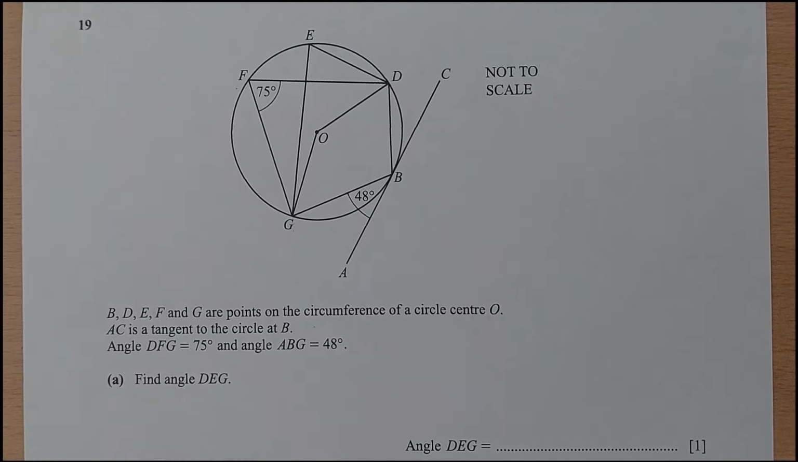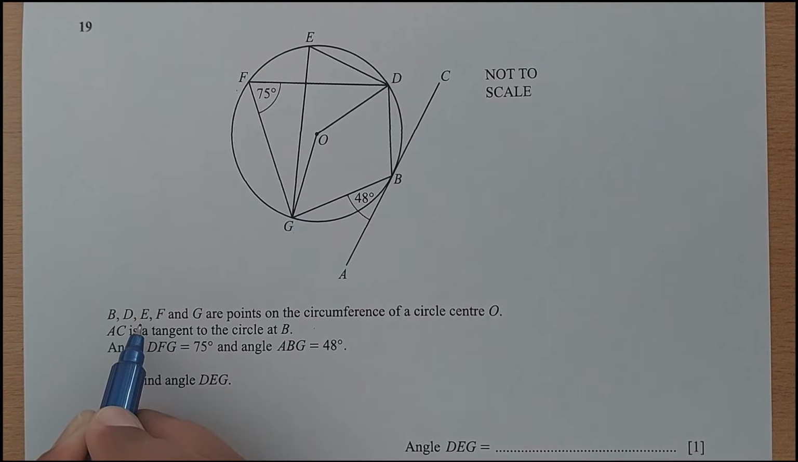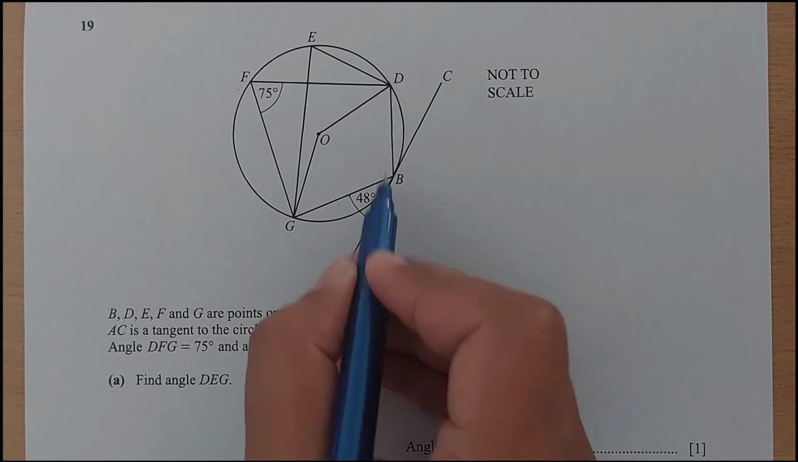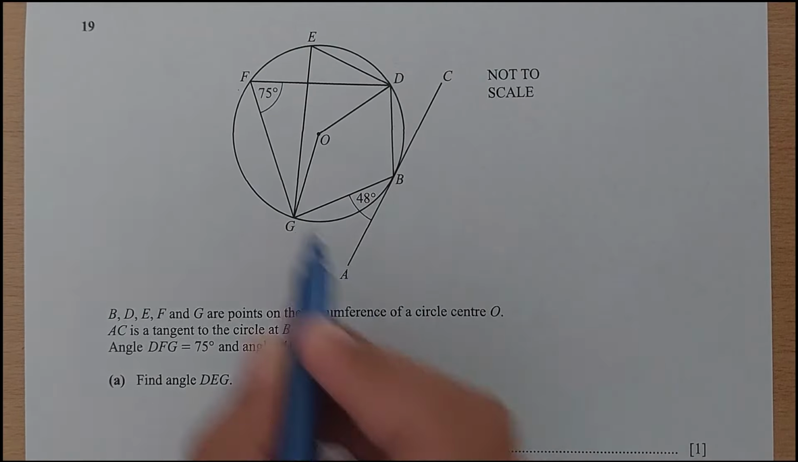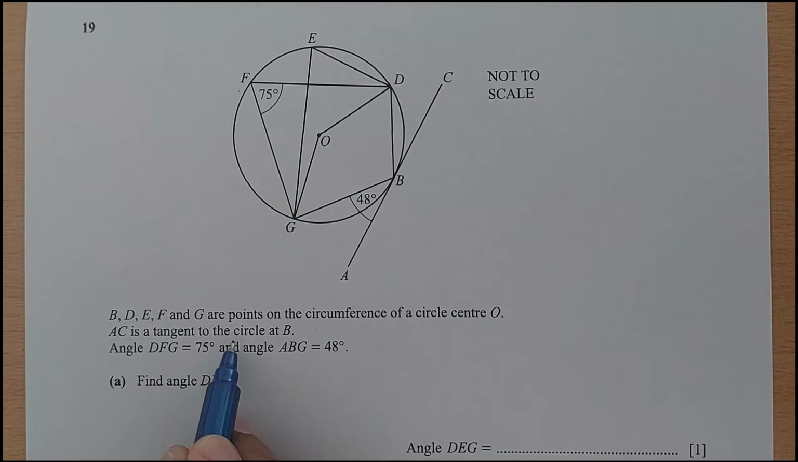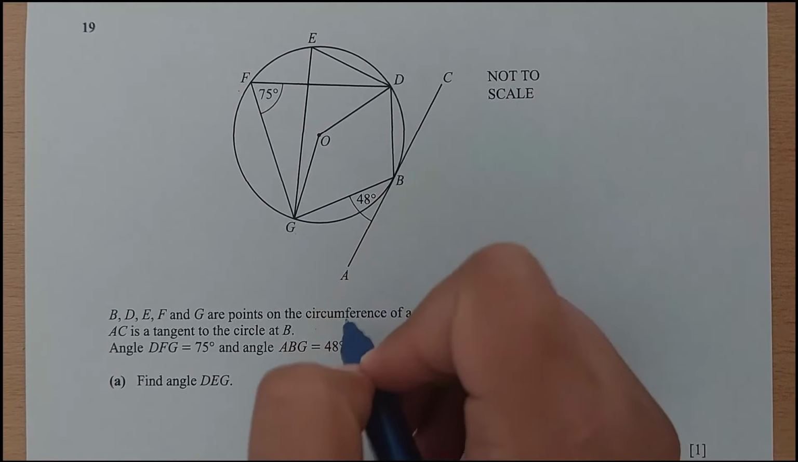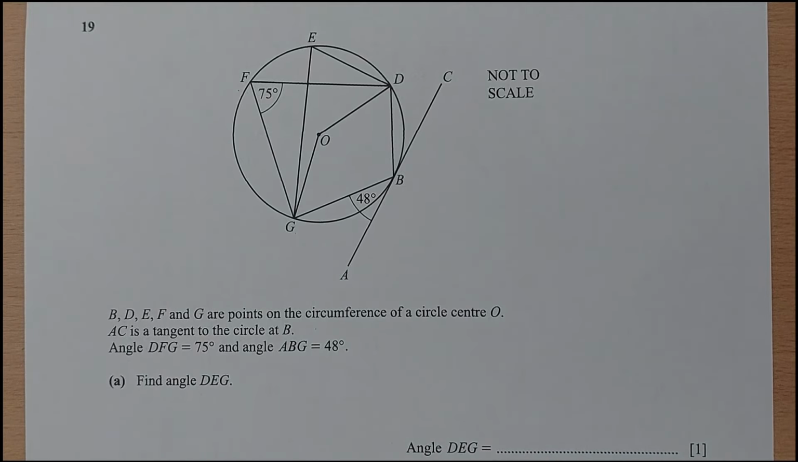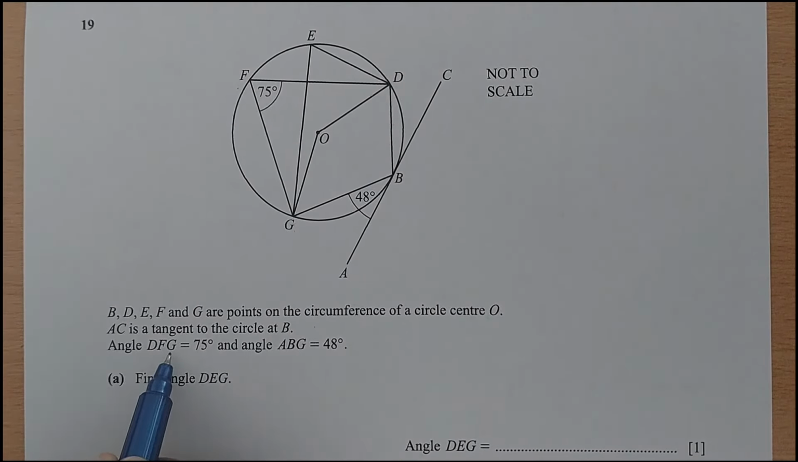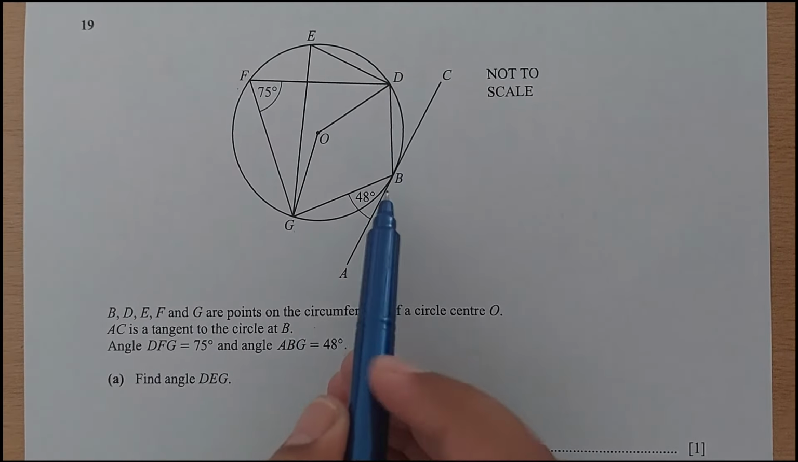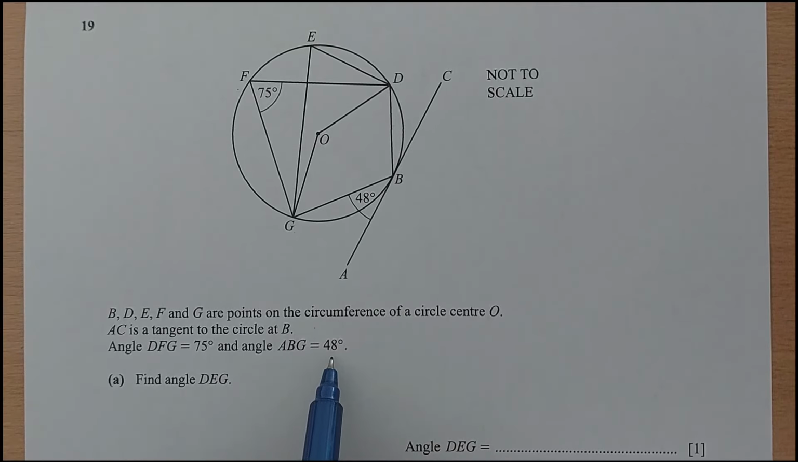Question number 19. B, D, E, F, and G are the points on the circumference of a circle, center O. AC is tangent to the circle at point B. Angle DFG is 75 degrees, and angle ABG is 48 degrees.